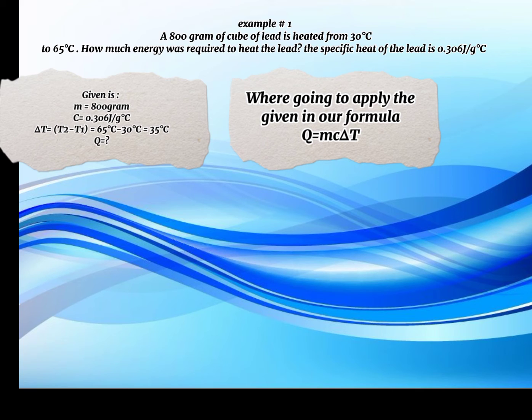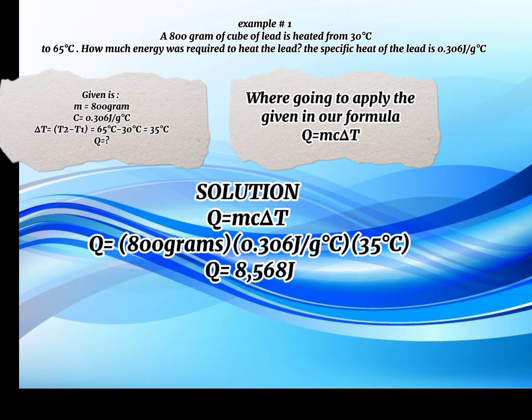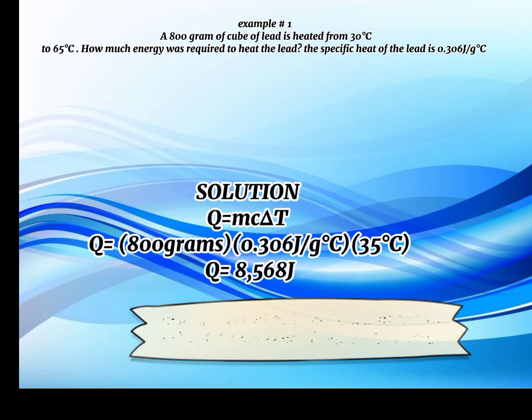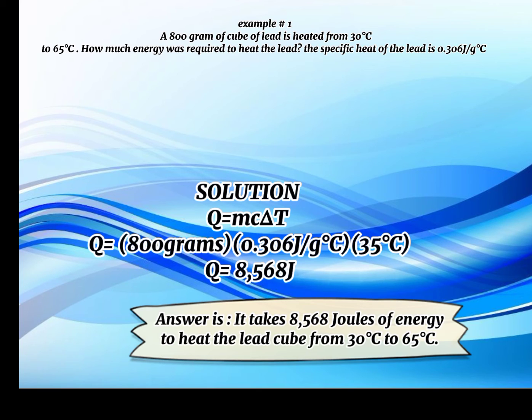Our solution is Q is equal to 800 grams times 0.306 joules per gram degrees Celsius times 35 degrees Celsius. We are going to cancel the grams and Celsius on both sides, so Q is equal to 8,568 joules. The final answer is it takes 8,568 joules of energy to heat the lead cube from 30 Celsius to 65 Celsius.